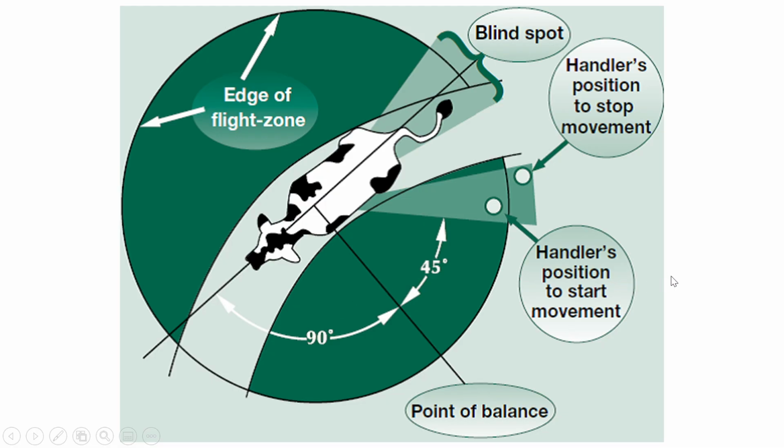Okay, so this diagram I actually love asking you guys in the exams. So this diagram is a good one to remember. The main thing they usually ask is the blind spot, which is behind the animal, and the point of balance, which can help you move the animal or stop the animal, which is just over the shoulder.